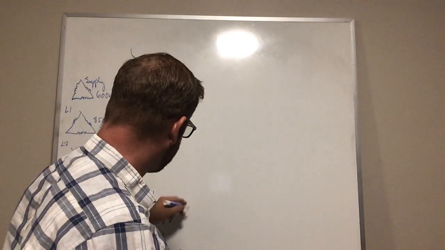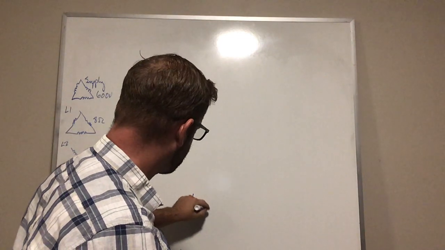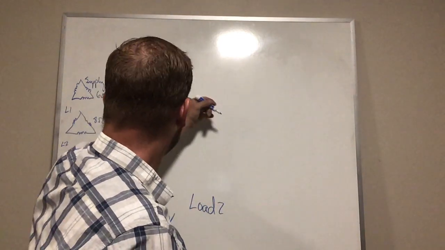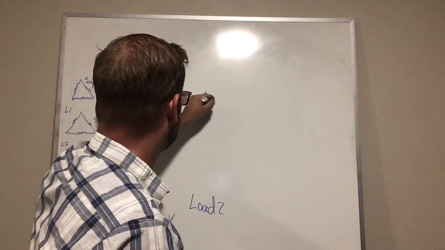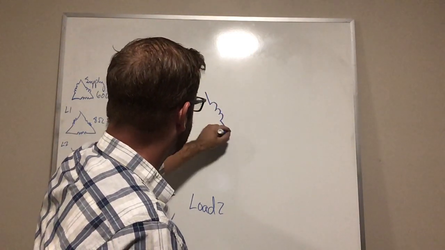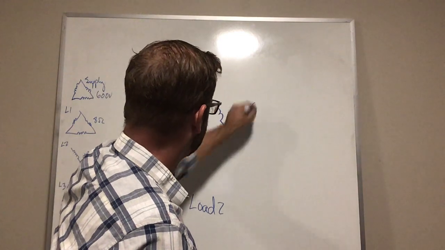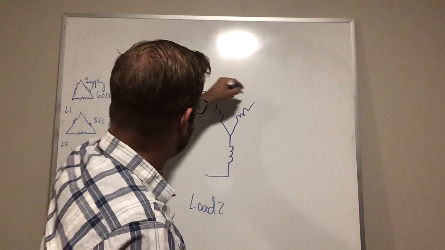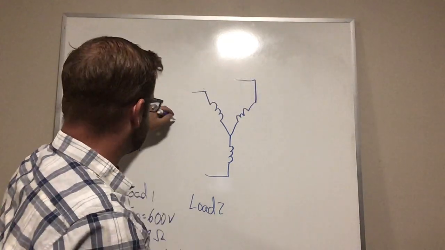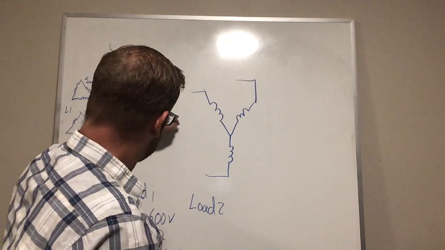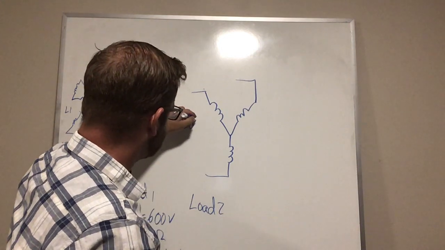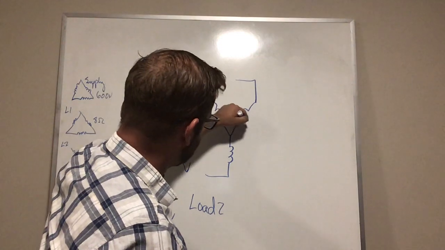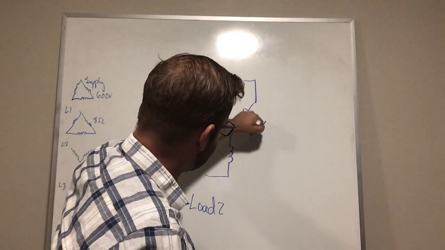All right. Load number 2 is a Y connected inductive load. So we knew we had 600 volts for our line voltage and 8 ohms per phase.